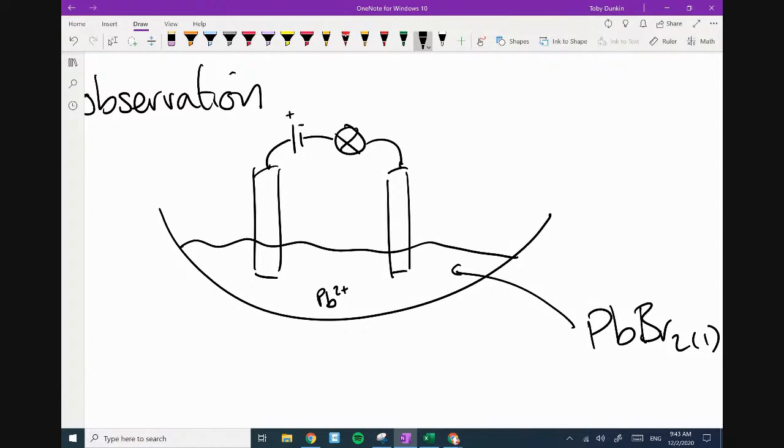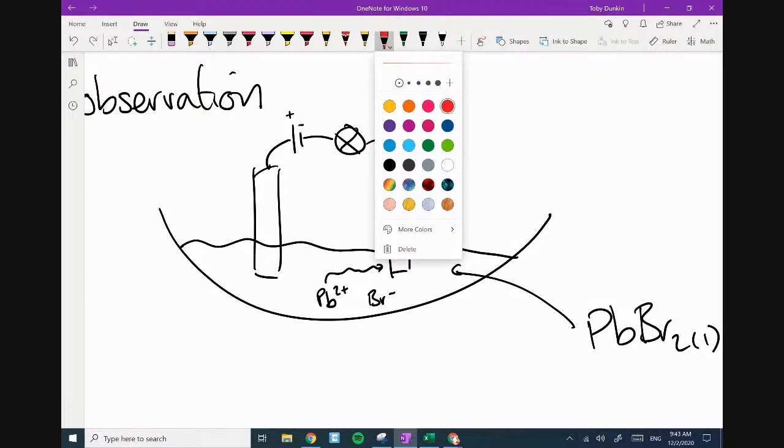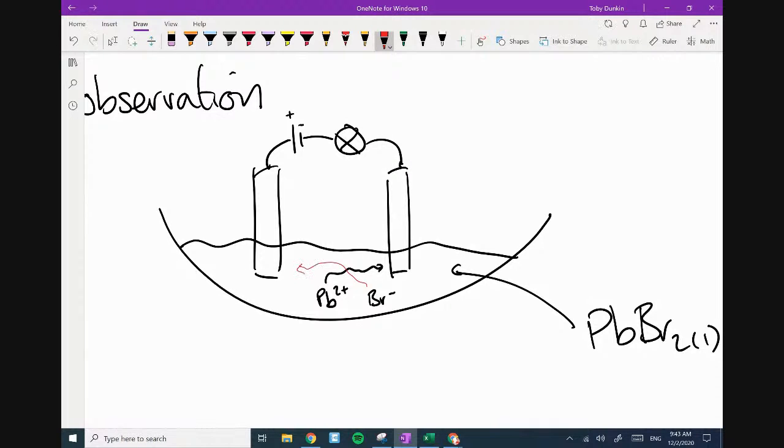The lead 2+ ions are going to go towards the negative electrode. And the Br minus ions are now going to flow towards the positive. Opposite charges attract. I don't like that, it's not as clear as it should be. Yeah, there we go. Let's go over that like that. It's now too fat, let's make that skinnier. Yeah, so this one now goes over here.